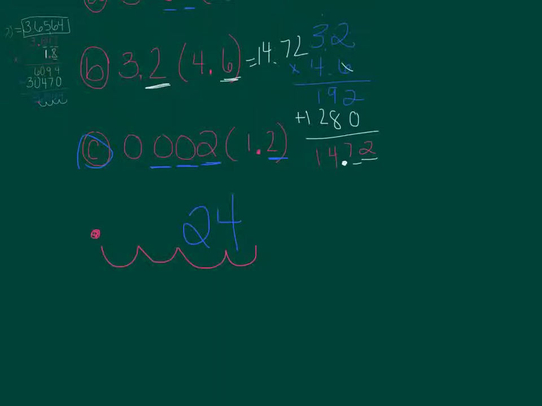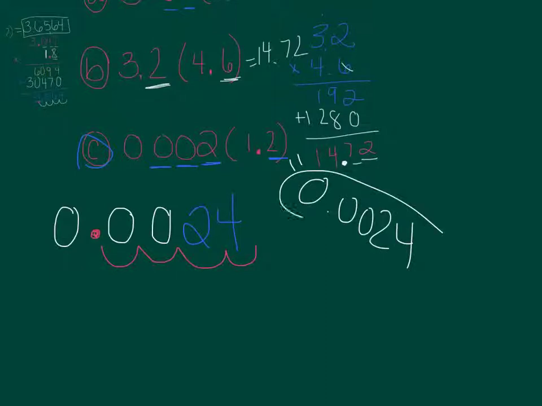Okay, and then I just need to go back in and fill in a 0 here and a 0 here to show that there are no digits in the tenths or in the hundredths. And I'm also going to put a 0 here just to show that I have 0 in the ones column. So the answer for letter C, sorry I ran out of room here, is 0.0024. Alright, see me in class if you guys have questions on it.